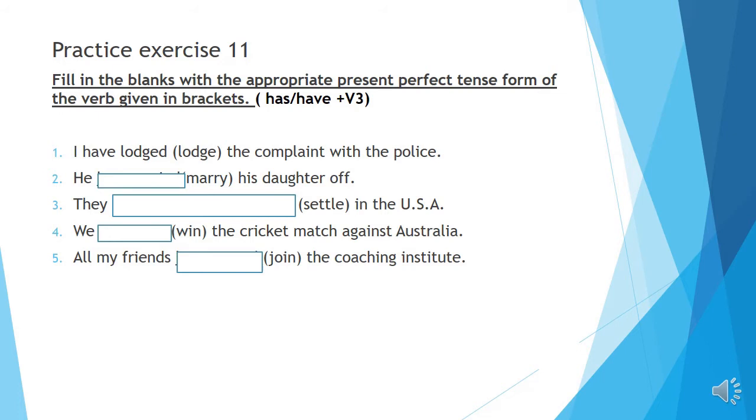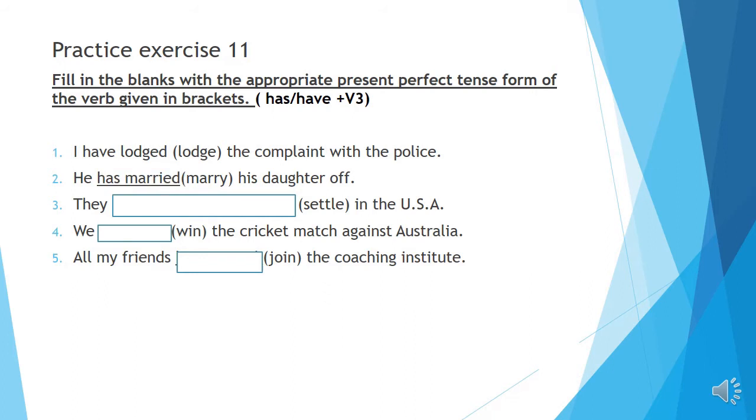Question number 2. He dash marry his daughter off. So present perfect tense is has or have plus V3. After He, which word will come from the two words has or have? He is a singular subject, so we have to use has. Marry, its V3 is married. We have already learned marry, married, married. So the third column word is the V3 form. So married. He has married his daughter off.